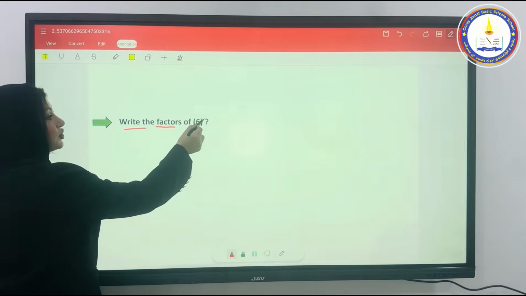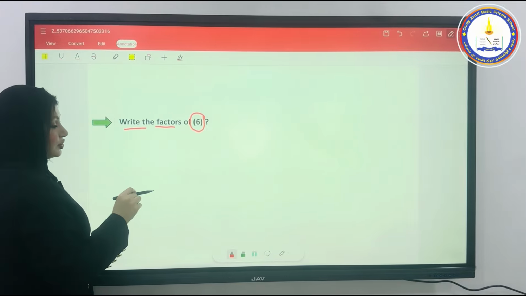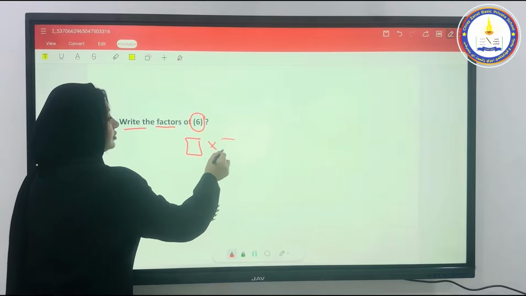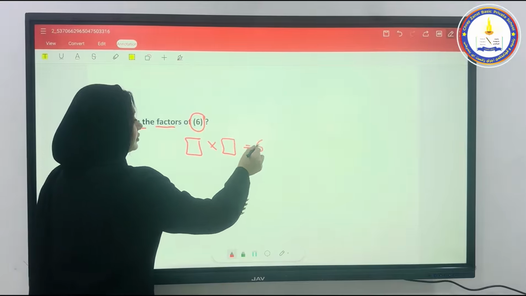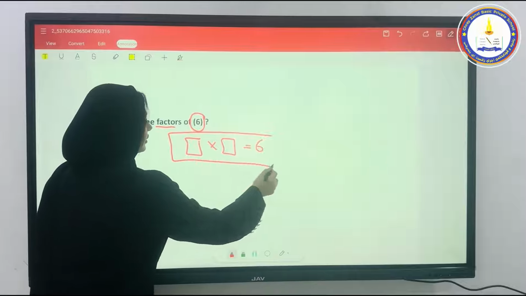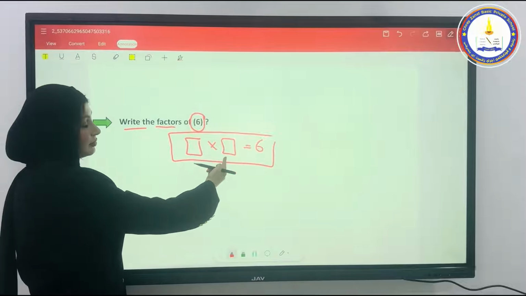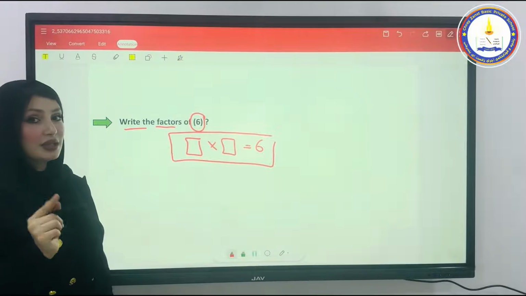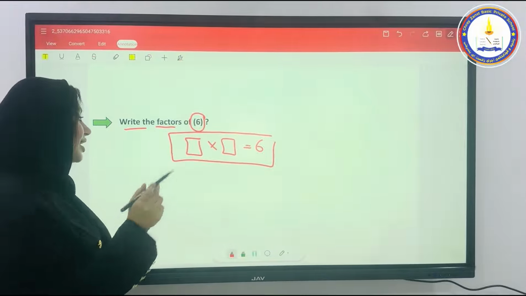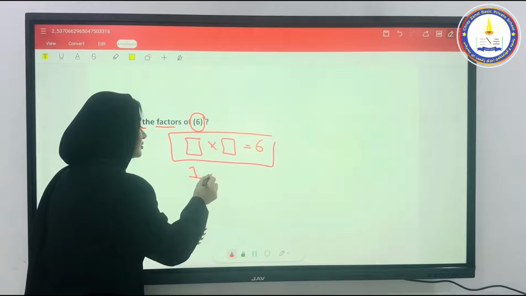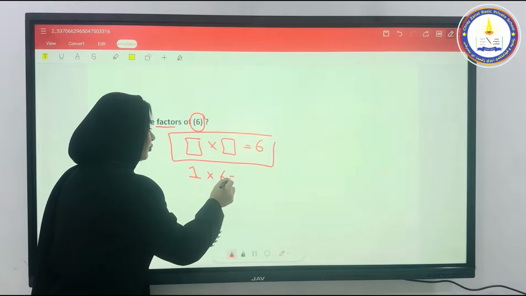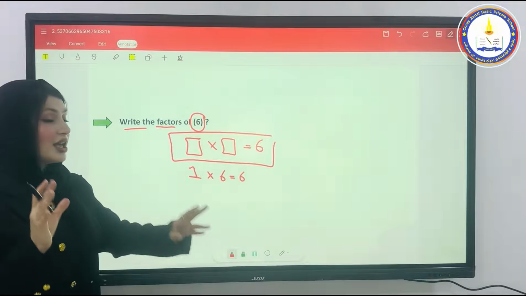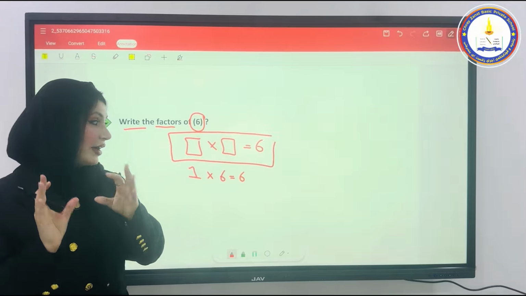Write the factors of 6. Look students, I told you, do it like that: open two squares and the result is 6. Which number multiplied by which number equals 6? I told you from the beginning, the first time you have to do what? 1 times 6. Please do not forget the 1, because every number has 1 as a factor.